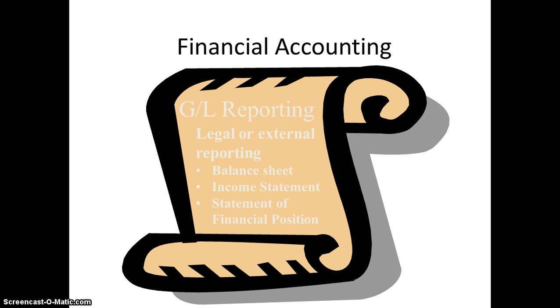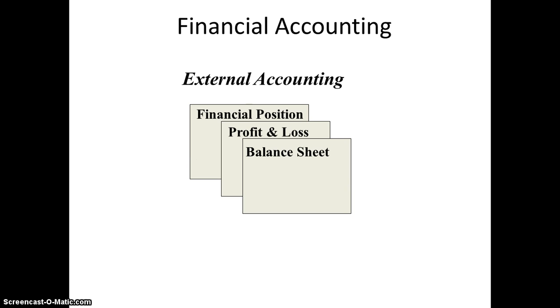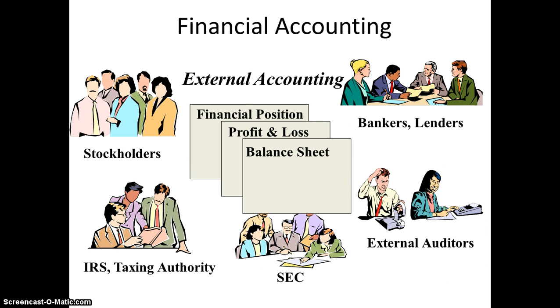Now here, financial accounting is basically used for external reporting, GL reporting, legal or external reporting. All reports that we generate for legal purposes are FI related, finance. Controlling is internal, purely internal, as I already discussed. Legal or external reporting, balance sheet, income statement, statements of financial position, all these are generated at the financial accounting level. As we discussed initially, financial accounting deals with external accounting, in which we have financial position, profit and loss, and balance sheet.